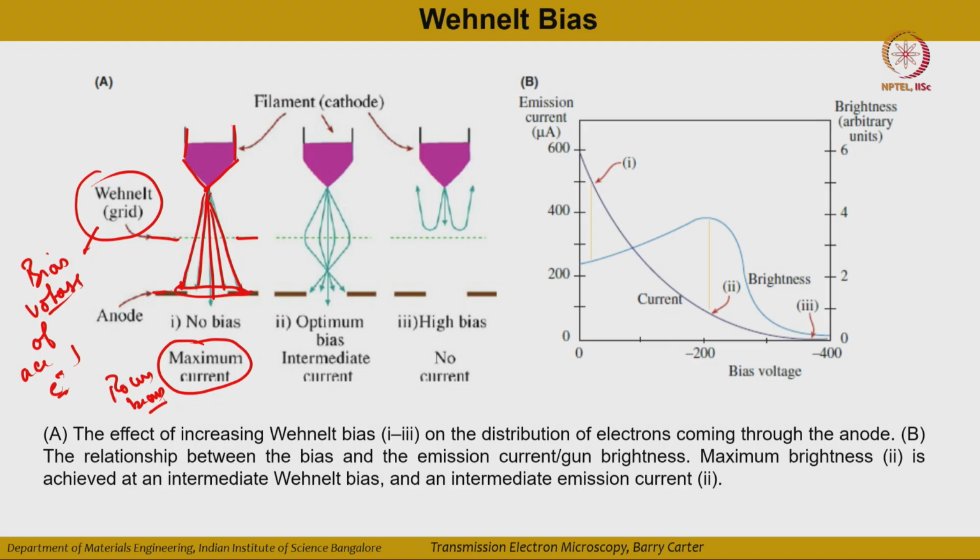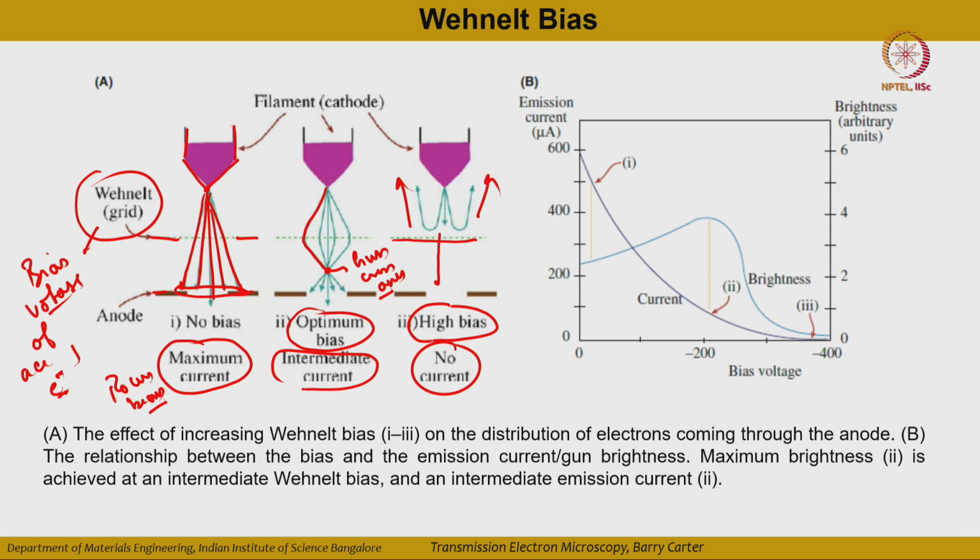However, if you put an optimum bias, you will get an intermediate current, but you will get a very fine spot by applying this voltage, so that these electrons will actually be deflected back to a certain point. This is what we call the gun crossover. Okay. But if you apply a very high bias, the electrons will not be able to reach the anode. So they will be deflected back. So you will not get any beam current for the imaging purposes.